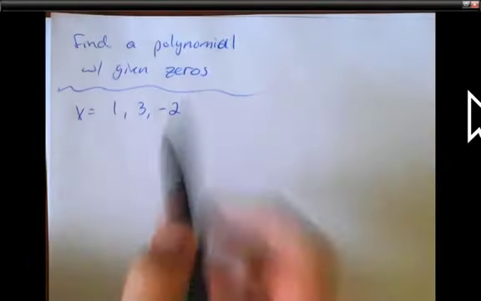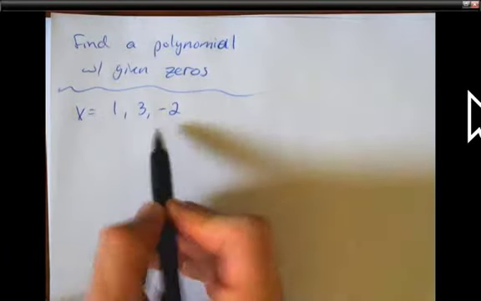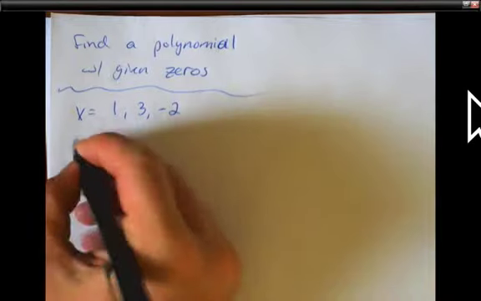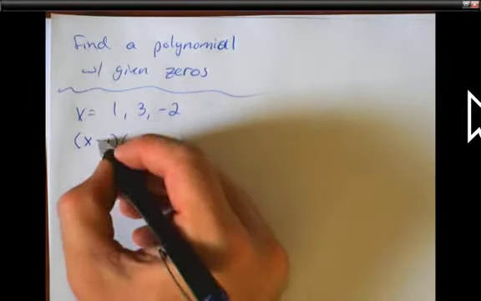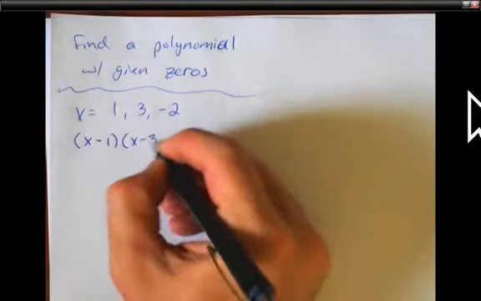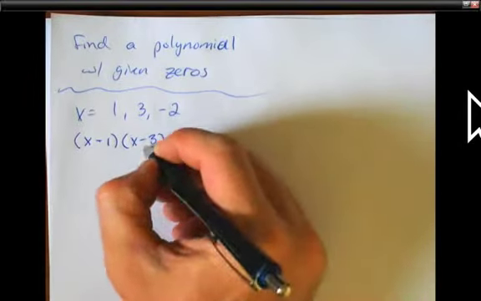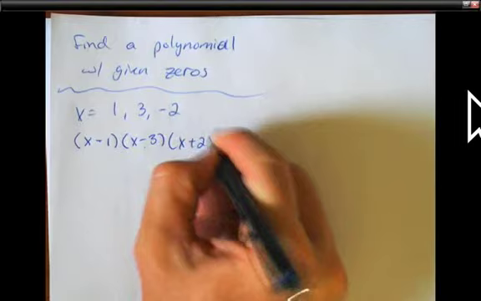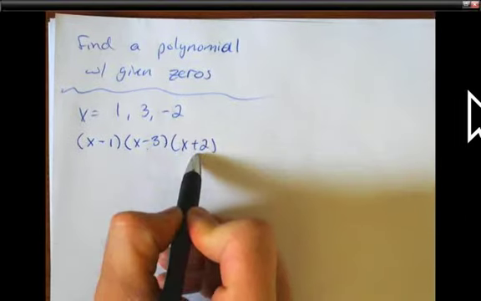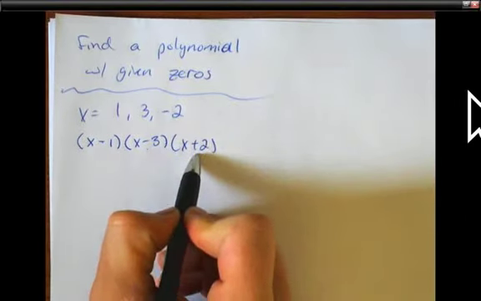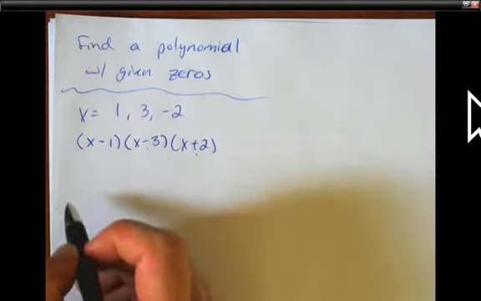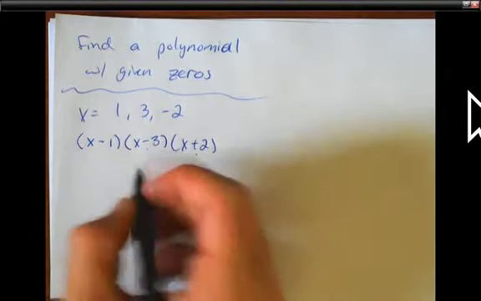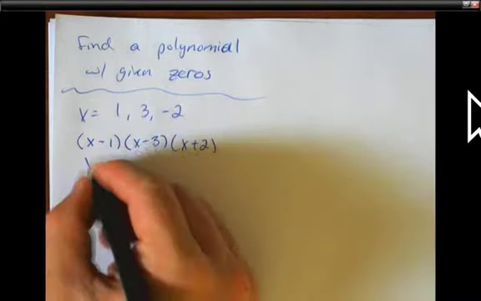We always found our zeros by looking at the factors. So I'm going to create factors. I have x minus 1 to make that a 0. I need an x minus 3 to make that a 0. And I need an x plus 2 so I can make the -2 a 0. And then from there, I don't want polynomials in this form. I want polynomials in standard form, which means I need to do a bunch of multiplying and FOILing, your favorite.